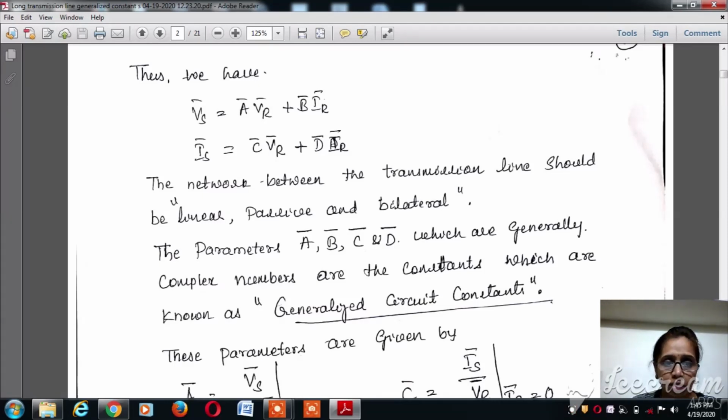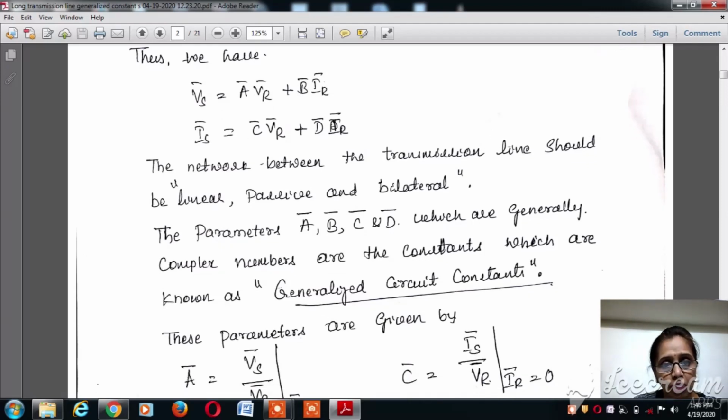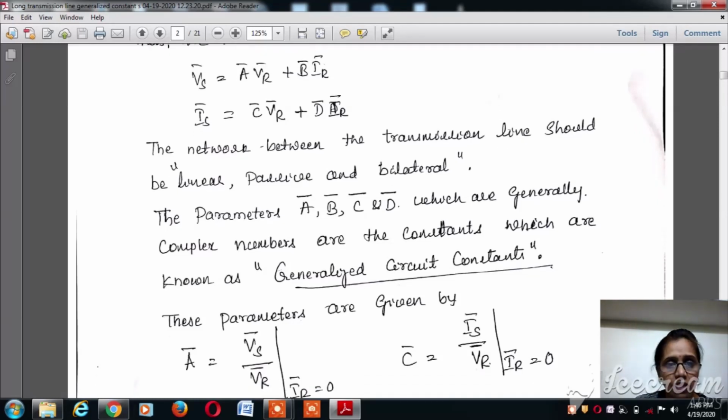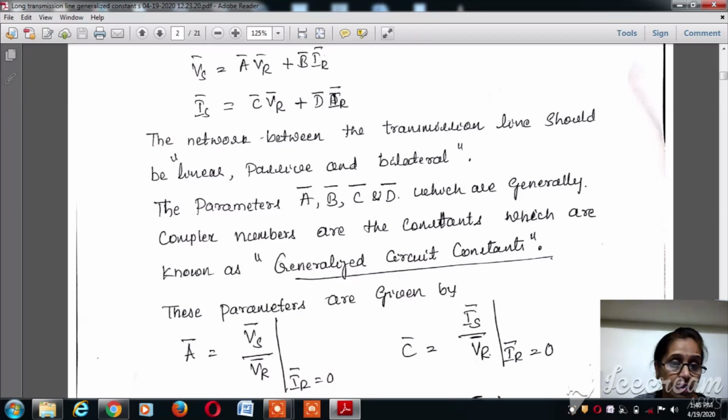Vs and Is are the input terminal parameters, that is, the sending end voltage and current, whereas Vr and Ir are the receiving end voltage and current. So we can express this with the help of the A, B, C, D parameters used in this particular equation. The network of the transmission line should be linear, passive, and bilateral. Linear network means it consists of linear parameters. Passive network means it does not generate any power, and we consider it as a four terminal network, and bilateral because it considers both the input terminals as well as the output terminals.